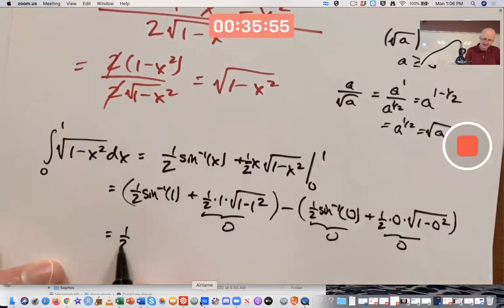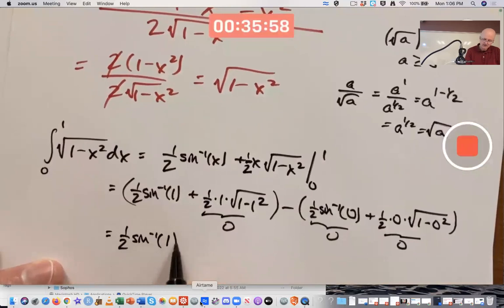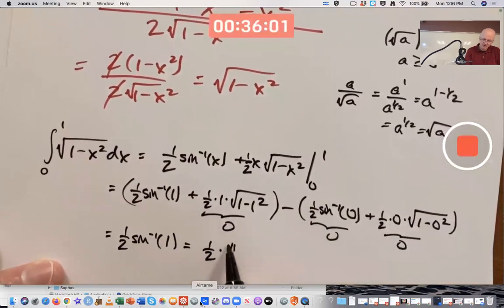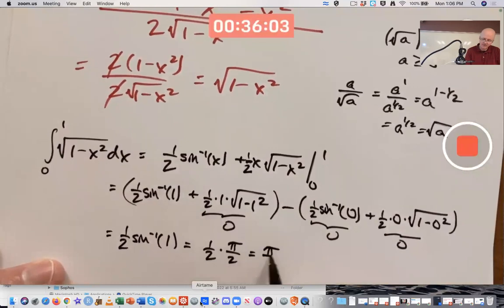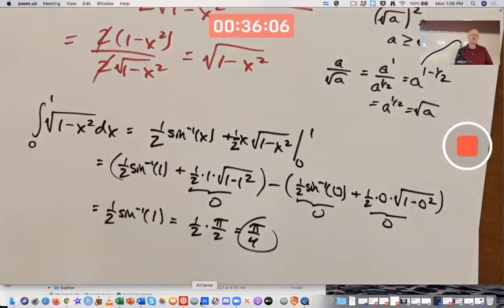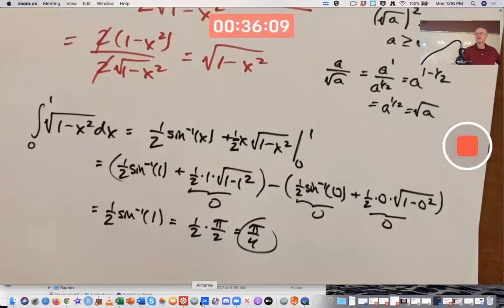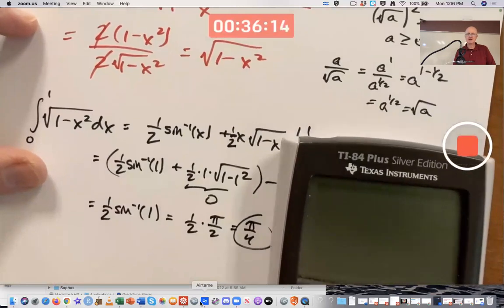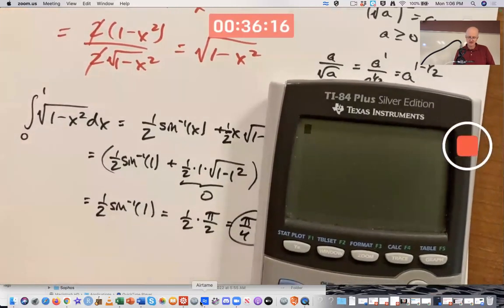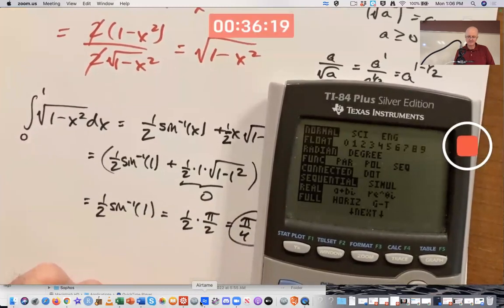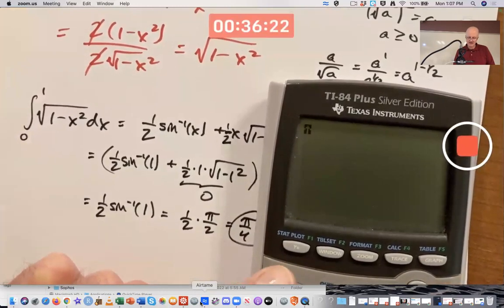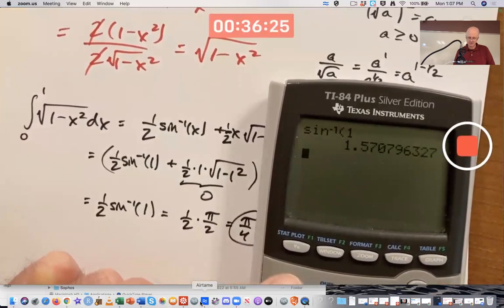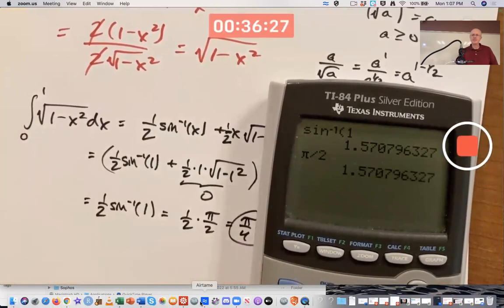You're left with 1/2 inverse sine of 1. Inverse sine of 1 is pi over 2. So the answer is pi over 4. Inverse sine of 1 being pi over 2, that really is something you should remember, though you can, of course, double check it. Make sure you are in radian mode, which I am. Inverse sine of 1 is pi over 2. So then I get pi over 4 as the answer here.